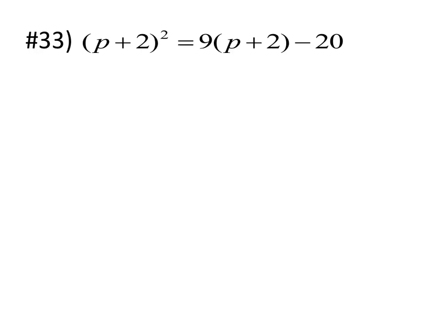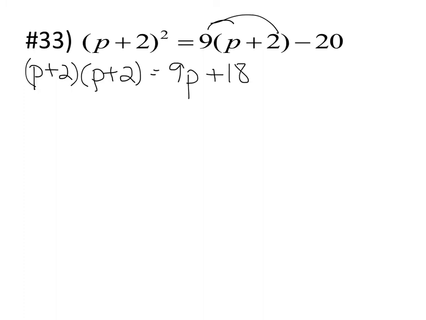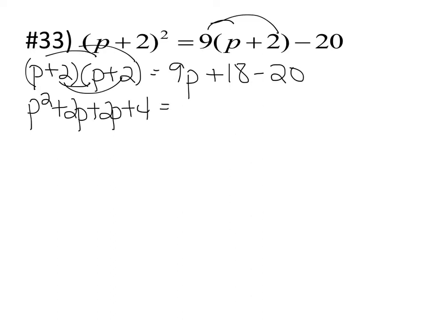Alright, here they're just asking me to do a little bit of distribution before I can go on with factoring and everything like that. So p plus 2 squared is p plus 2 times p plus 2. Then we're going to distribute our 9: 9 equals 9p plus 18, and then throw that minus 20 on the end. Now we're going to distribute here, giving me p squared plus 2p plus 2p plus 4 is equal to 9p. Here, 18 minus 20 is negative 2, so I can go ahead and take care of that.